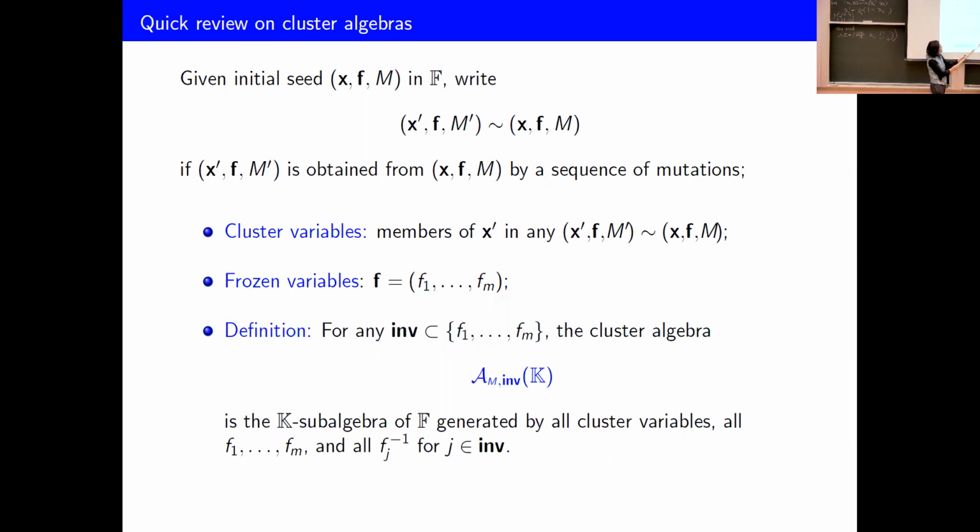But you also have a choice of which frozen variables you want to include as invertible. So I put this as an inversion set, a subset of the set of frozen variables. If you have no frozen variables, of course, you don't need to talk about this. That's called trivial coefficients. Otherwise, you decide yourself. You can decide not to invert any frozen variable, that's fine, or invert all the frozen variables. That's your choice, so I always have this set in there. That is the cluster algebra.